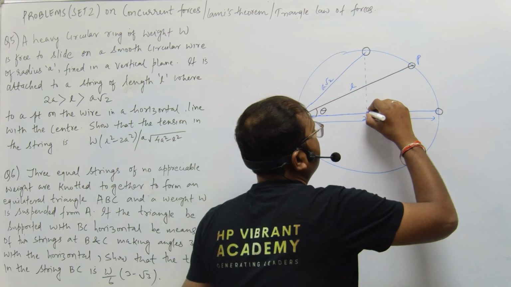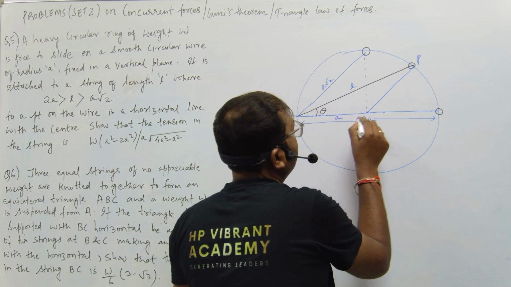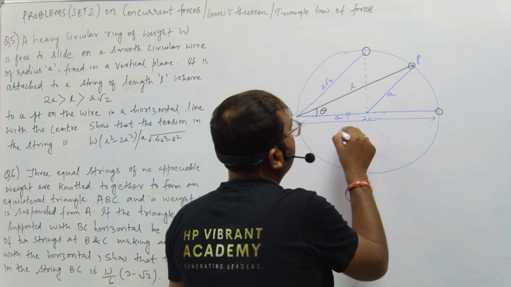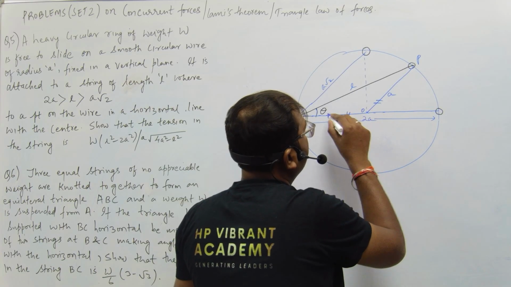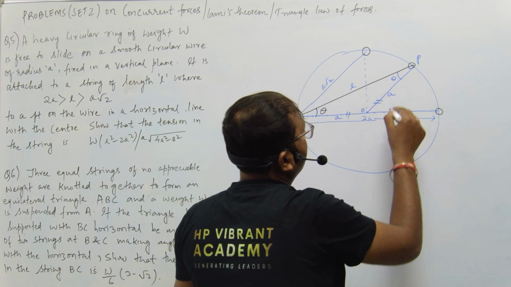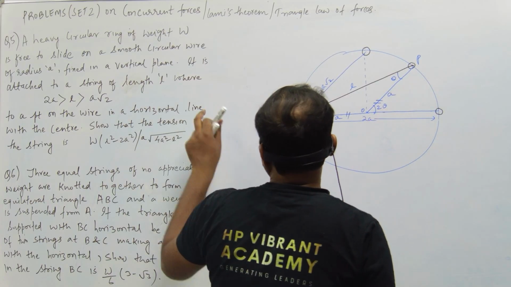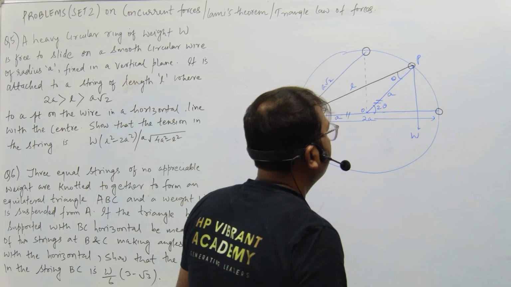Let us join this. This value is a, because this is the radius, and this is also the radius. Let us consider this point as O. Since these two are equal, this is theta and this is also theta, so the angle at the center will be 2 theta. This is the ring, and the weight of the ring is capital W.